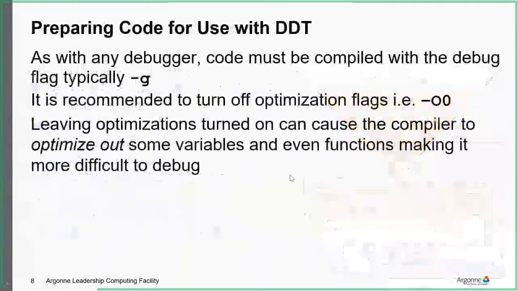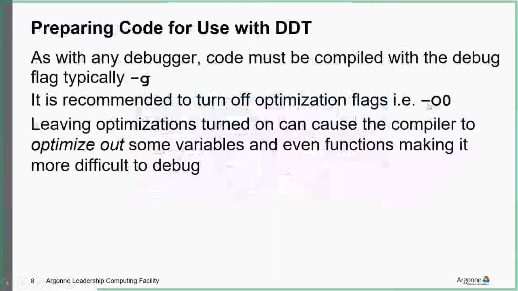Okay, so how do you start using your code with DDT? Just as with any debugger, you want to enable the debug flags, typically with -G. And that's true for the Intel compilers that are on Theta. And we do recommend that you turn off all optimization flags when you're in a debugging session.